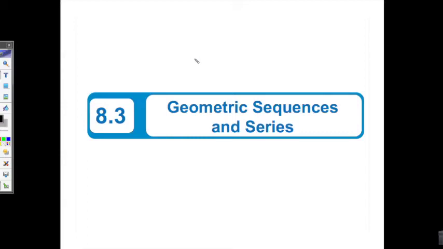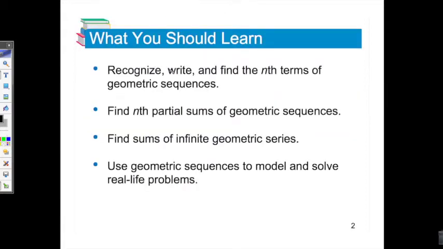Rested up and ready to go, because it's 8.3: geometric sequences and series. So we're no longer looking at arithmetic sequences and series. We're looking at one that's called geometric. And what we're hoping to do today is recognize and be able to write geometric sequences, find the nth partial sum of geometric sequences, and find the sums of infinite geometric sequences.